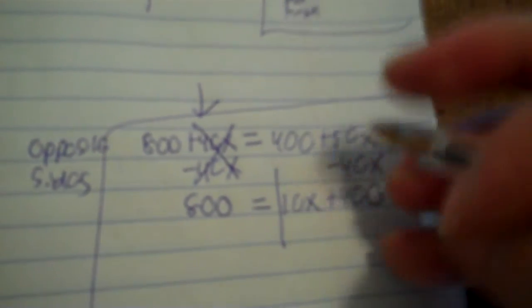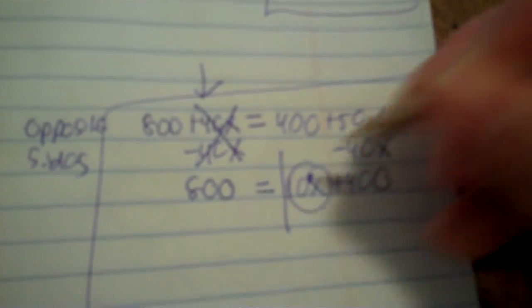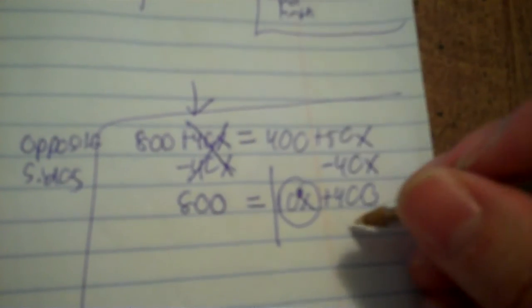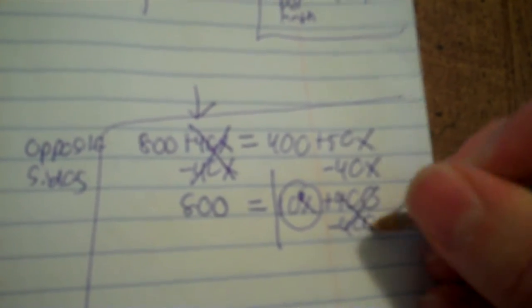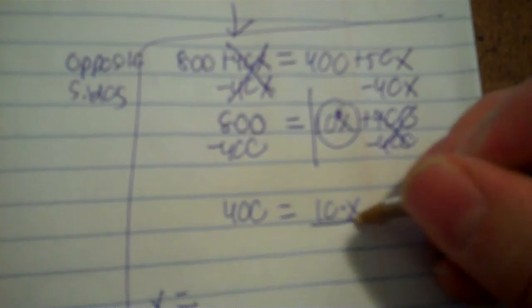Now you can solve. You're over here though. You have a times 10 and a plus 400, so we get rid of the plus 400 first. So minus 400, minus 400. 800 minus 400 is 400, and then 10 times x. Then I divide by 10, and x is equal to 400 divided by 10, that would be 40. So 40 months, it will be the same.